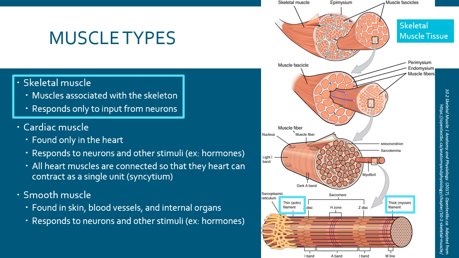There are also cardiac muscles and smooth muscles. Cardiac muscle, as you might expect, is really only found in the heart. It does respond to stimuli from neurons, but also from hormones and other kinds of triggers, which would make sense. You probably noticed you have a faster heartbeat when you're experiencing fear, which triggers a hormonal response.